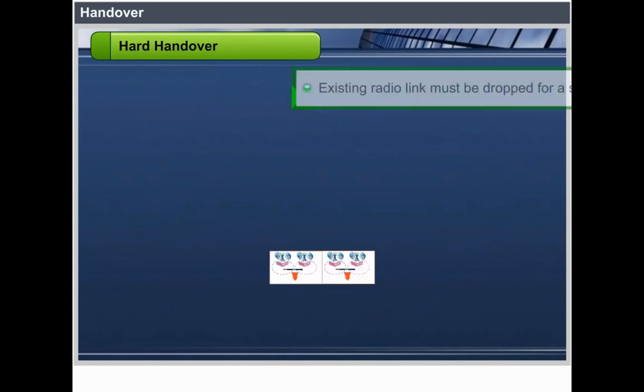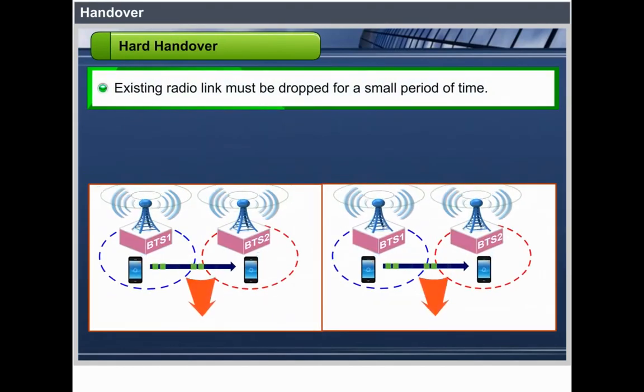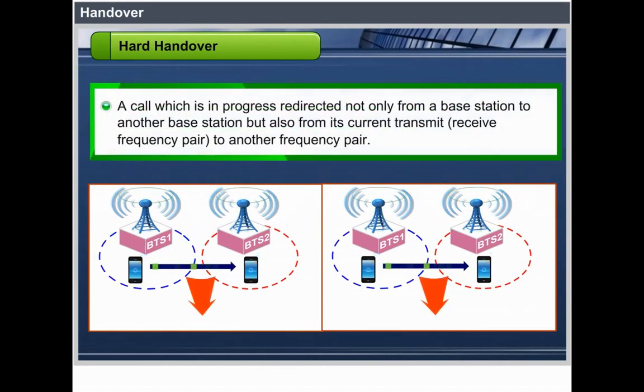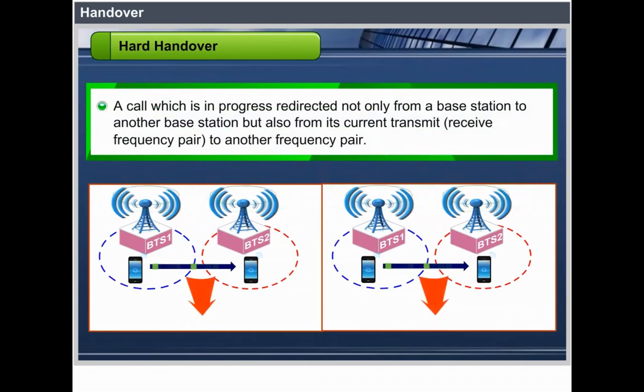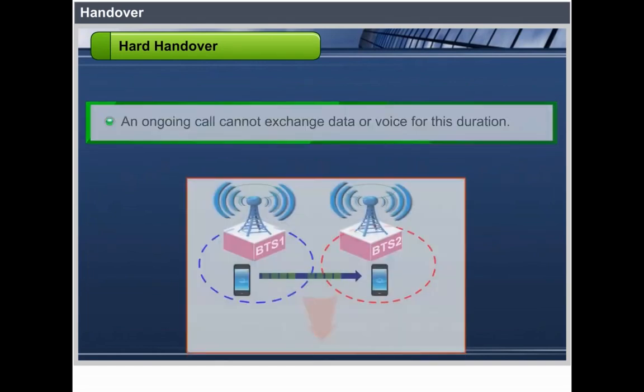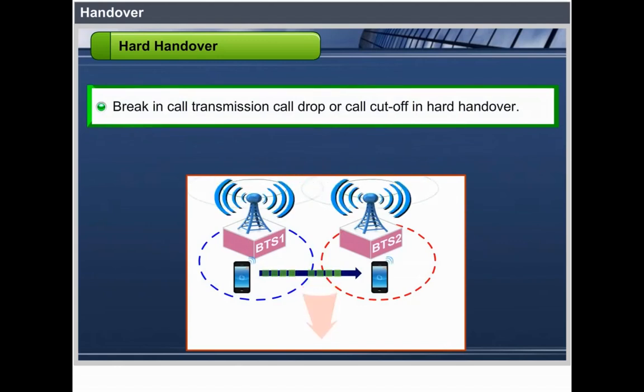Hard handover. Existing radio link must be dropped for a small period of time, then taken over by another base station. A call in progress is redirected not only from a base station to another base station, but also from its current transmit-receive frequency pair to another frequency pair. An ongoing call cannot exchange data or voice for this duration. Break in call transmission, call drop or call cutoff in hard handover.